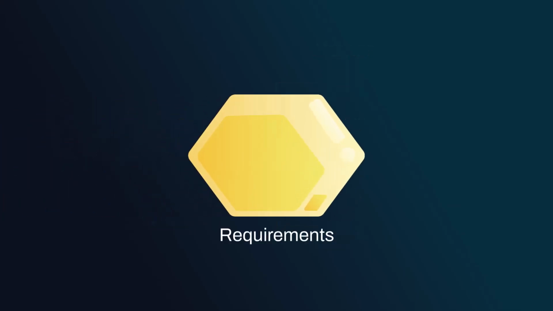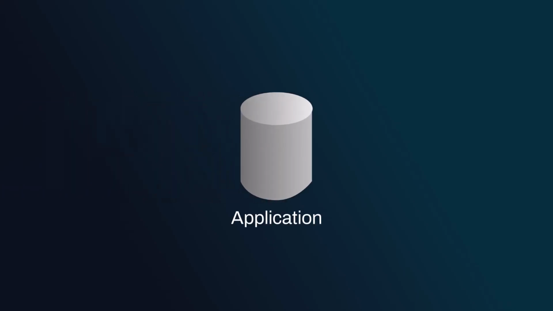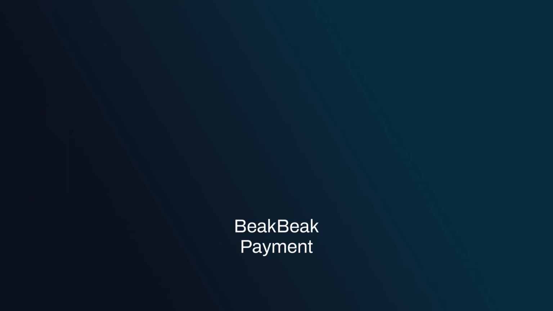Requirements. The requirements object defines the necessary conditions or rules to perform a process or activity. For example, clothes must be washed using eco-friendly detergents. The dryer should never be set to maximum power. Application. The application object is used to specify which software or tools are utilized in different activities. For example, when sending a bill, Lulu Laundromat uses the software BeakBeak Payment.